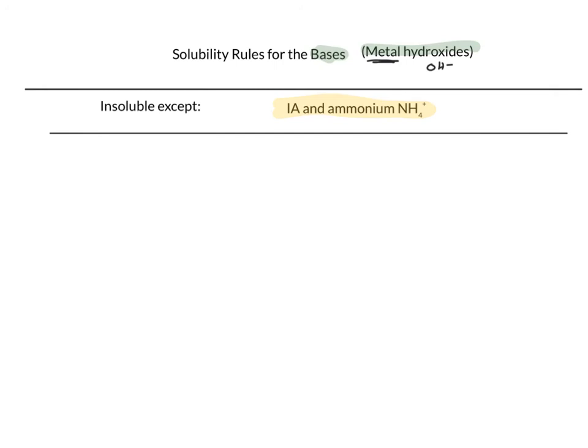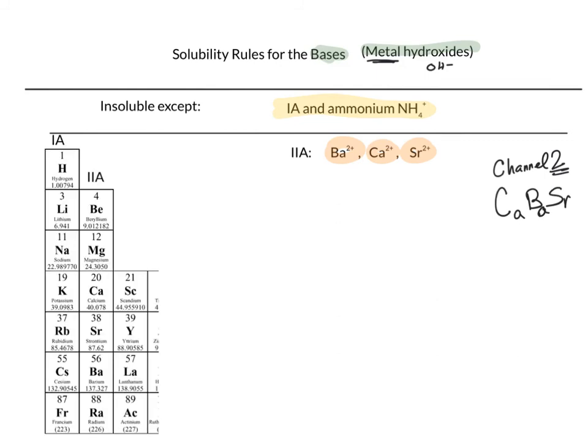Now the one that's a little bit different is the second part, and that is the group 2A. For group 2A, it is barium, calcium, and strontium that are soluble. The other parts of group 2A are not soluble, they are insoluble. I have a trick for memorizing it, and it's just for me. I remember group 2, and I say, oh, that's like channel 2, and I remember that channel 2 used to be CBS, and so I remember calcium, barium, and strontium. That's how I remember it. It helps me out. May or may not work for you, but again, it's kind of this middle section of the periodic table of group 2A. All other metal hydroxides are insoluble.